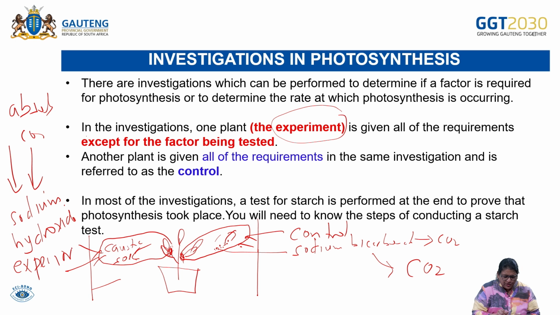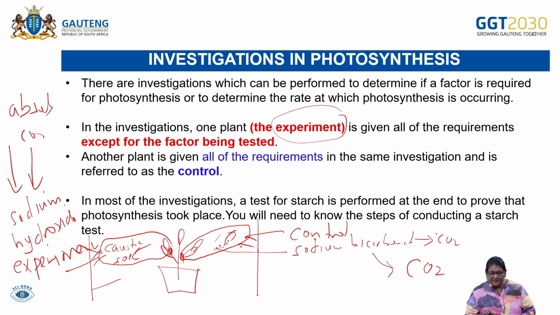The one that is not going to receive the factor you're testing is called the experiment. So in the investigation, one plant is given all the requirements like light, heat and water. But the only thing it's not given is the factor you're testing, which is CO2. Is that necessary? So that becomes my experiment. In most investigations, a test for starch is performed at the end to prove that photosynthesis took place.